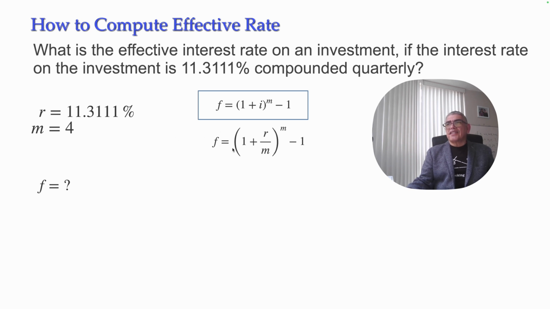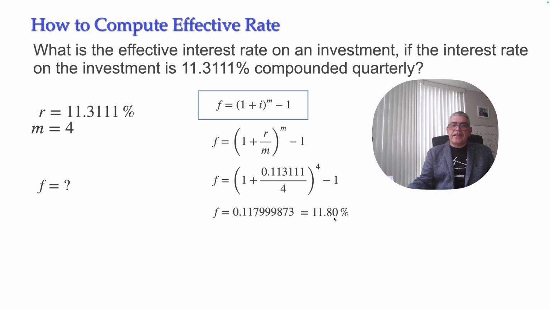So the effective rate of interest in this case will be (1 + 0.113111/4)^4 − 1. That is just making the substitution and using the calculator. So the answer will be 0.11799873. You should write this in percent, so multiply by 100 and the answer will be 11.80. I rounded to 2 decimal places, but you note that even if I round it to 4 decimal places, the answer is the same in this case, 11.80%.